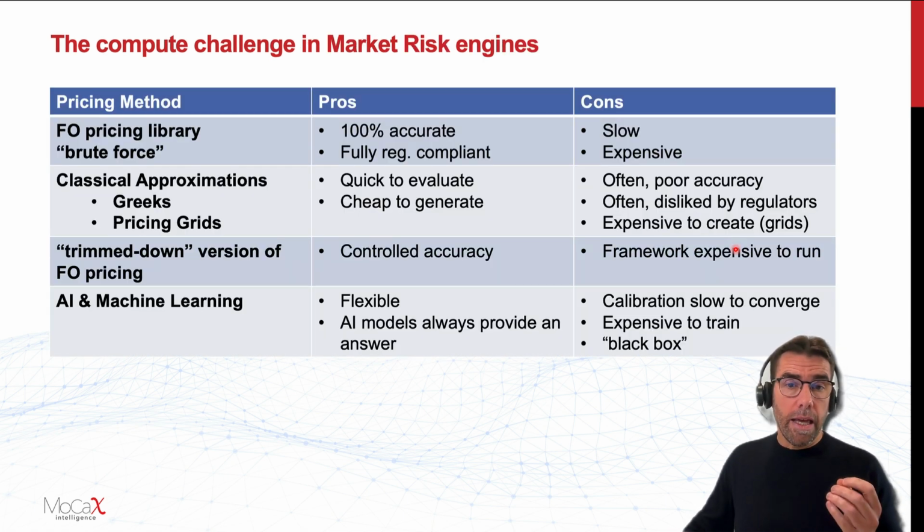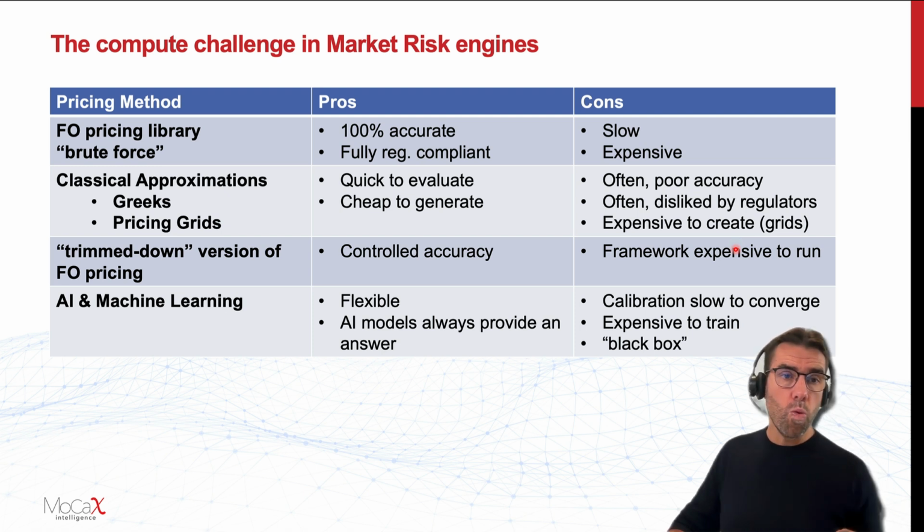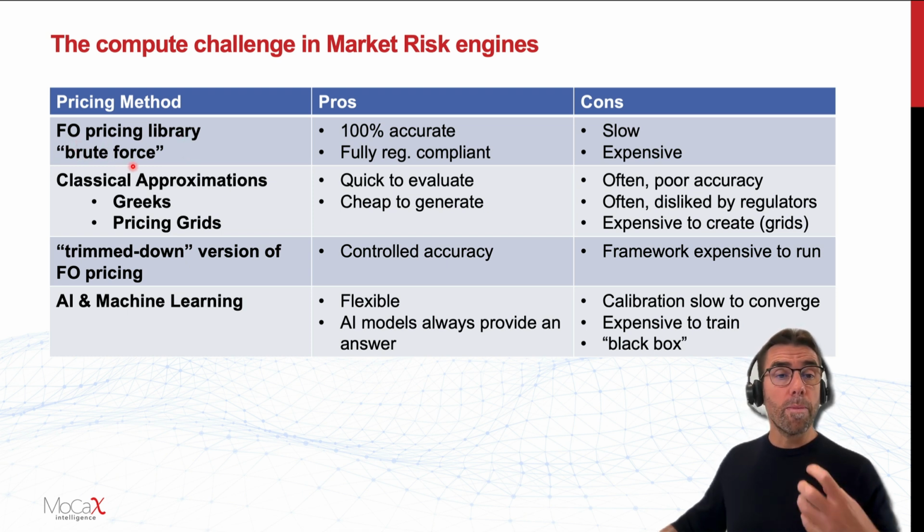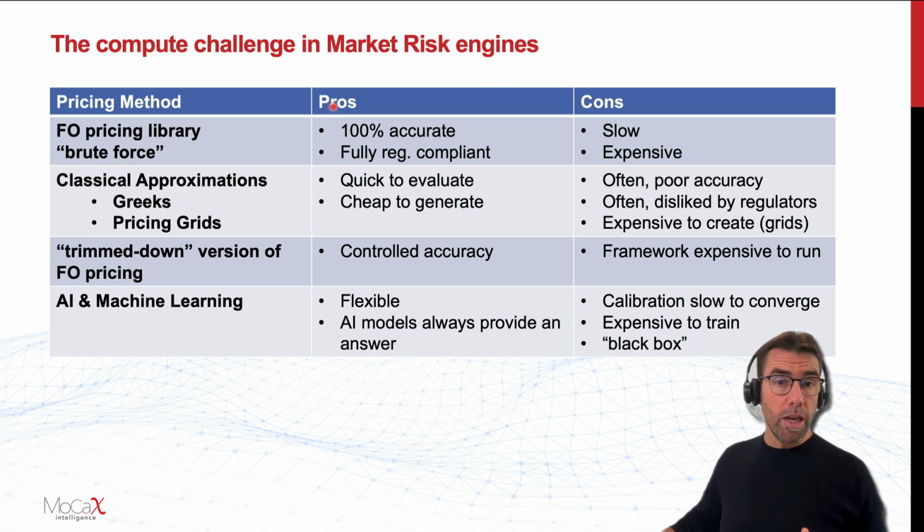What are the key elements here, or the key solutions that we can apply to this type of framework? The first thing, as I already mentioned before, is that you can use directly the front office pricing library, what I call brute force, in order to price your portfolio in the expected shortfall calculation. The good thing of this approach is that it is, by construction, 100% accurate, therefore fully regulatory compliant. What is the downside? That it is slow and expensive to compute.